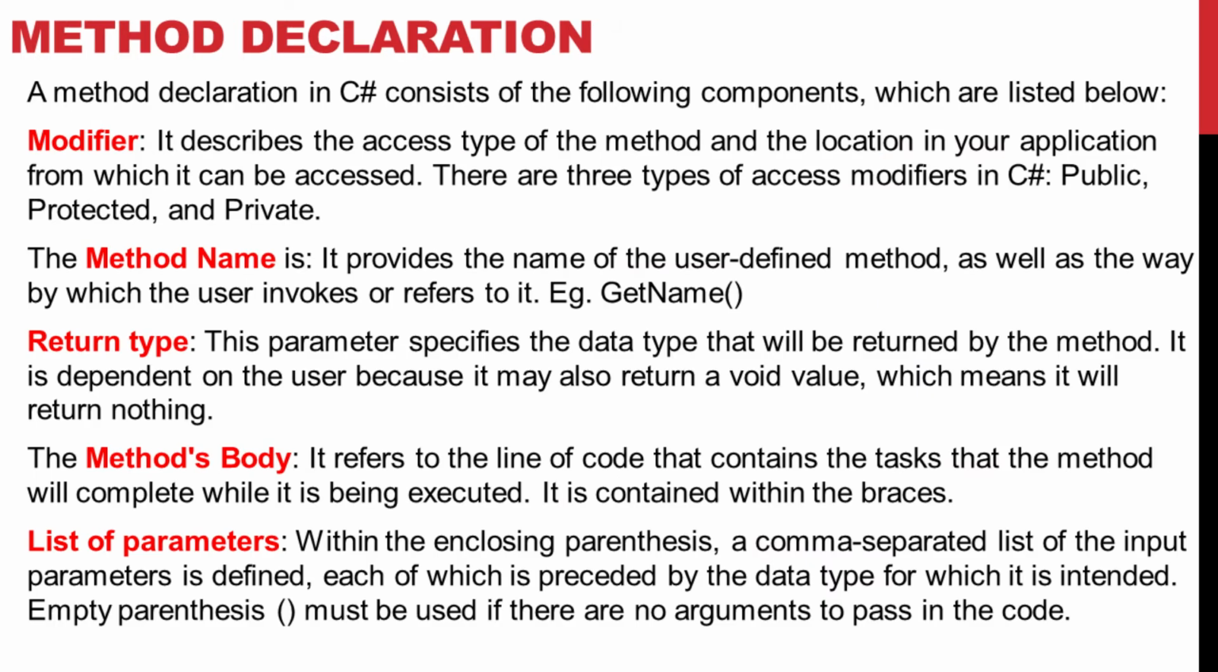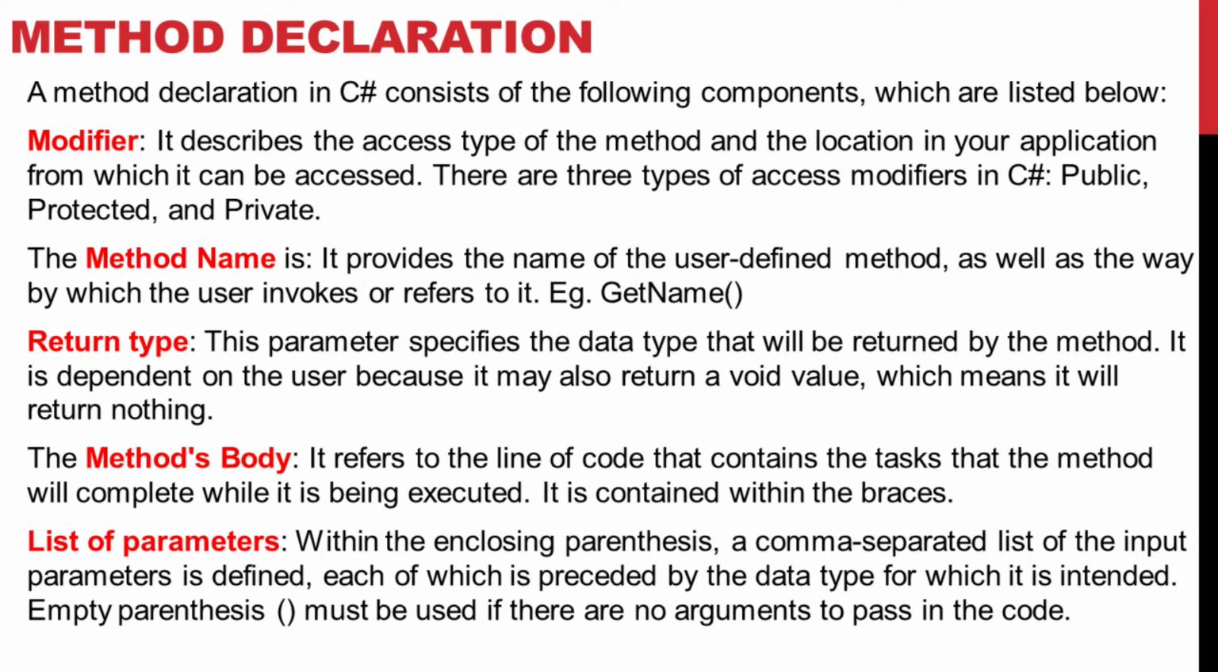A method declaration in C# consists of the following components, which are listed below. Modifier. It describes the access type of the method and the location in your application from which it can be accessed. There are 3 types of access modifiers in C#: public, protected, and private.